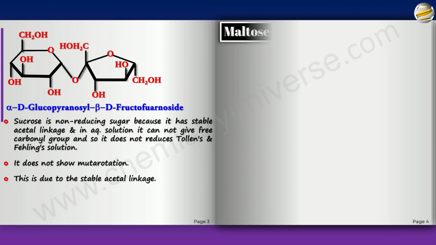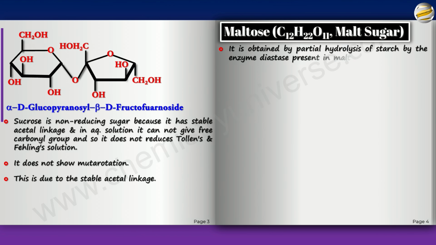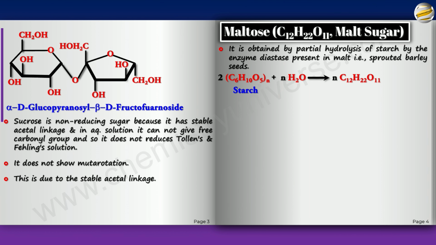Let's look at maltose. That is the second disaccharide. Again, the formula is the same. Now, this is obtained by the partial hydrolysis of starch by the enzyme diastase present in malt, that is sprouted barley seeds. So you have starch and you do the hydrolysis in the presence of an enzyme. Enzyme is the catalyst and it gives you the maltose, C12H22O11.